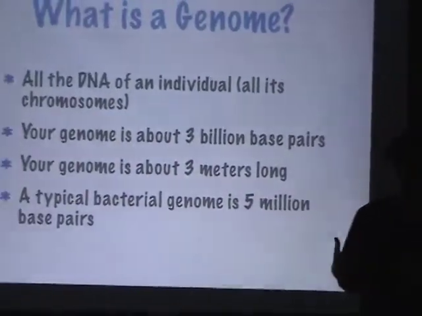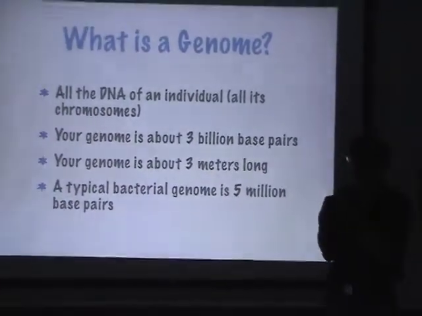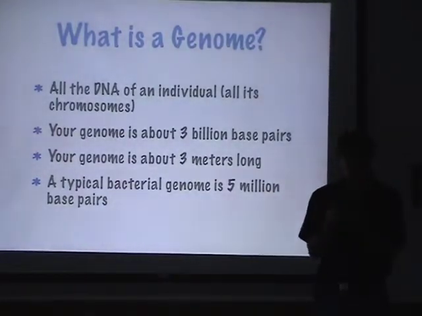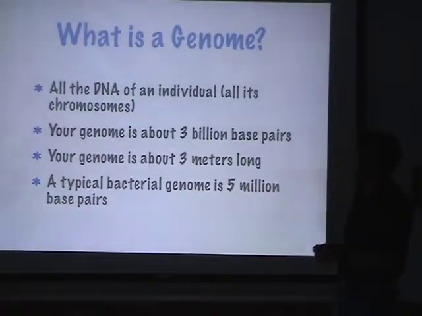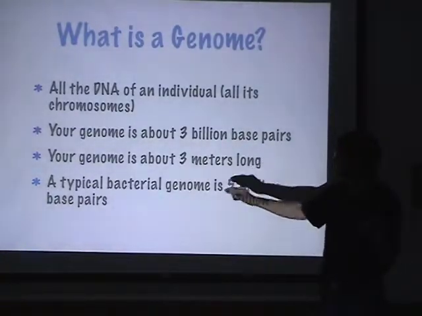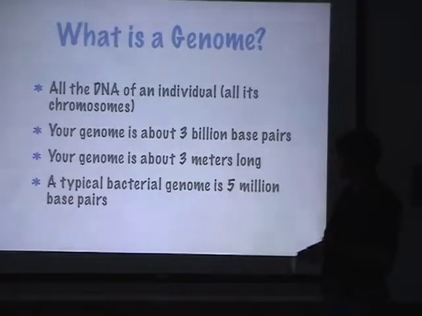When I talk about my genome, it turns out that every single one of my cells is very slightly different from every one of my other cells because of errors that occur in copying. But I still consider each one of my cells to have my genome in it. So it's kind of an abstract concept of the collection of DNA that's in a cell. Your genome, if you're human, which I think everybody here is, is about 3 billion base pairs. It's hard to think about how big 3 billion is. If you were to stretch that all out into a single thread, it would be about 3 meters long. A typical bacterial genome is actually much, much, much smaller.